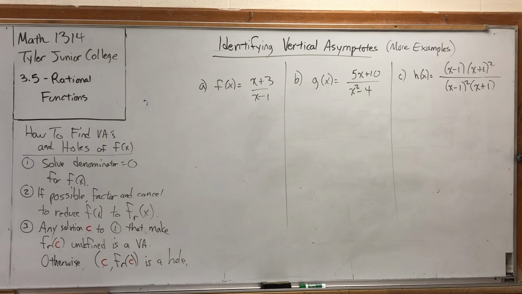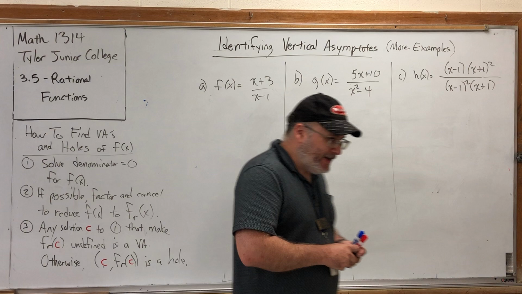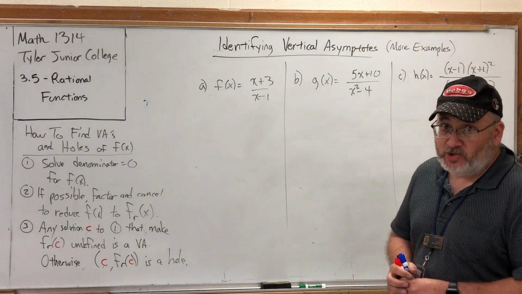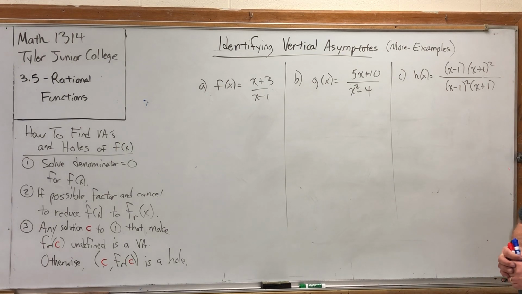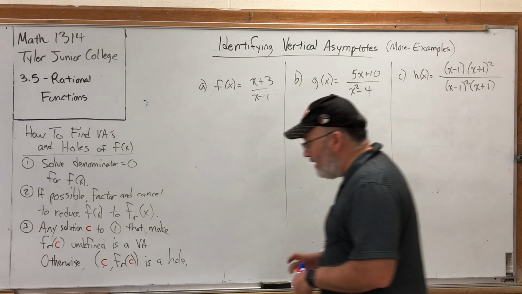Math 1314, Tyler Junior College, section 3.5, rational functions, identifying vertical asymptotes, more examples. At the end of the last video, which went longer than I expected, I kind of regretted the fact that we didn't do more examples, so we're just going to do a quick video with 3 examples of identifying vertical asymptotes and holes in graph.